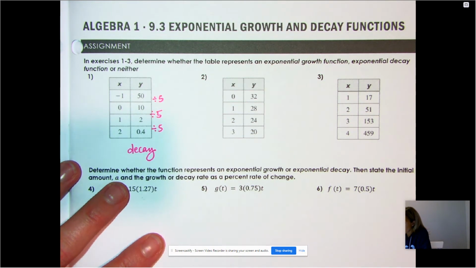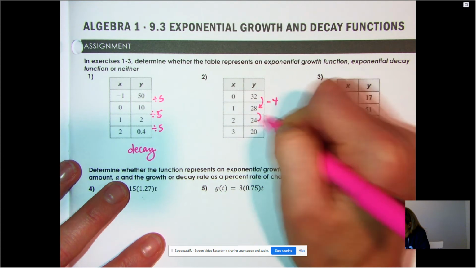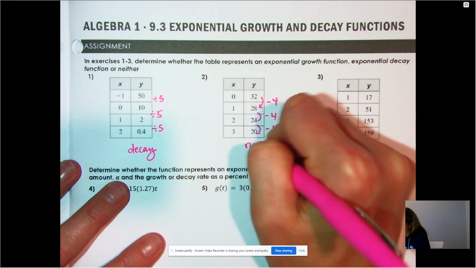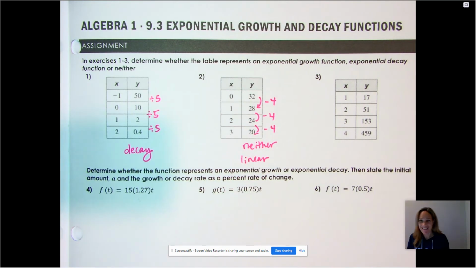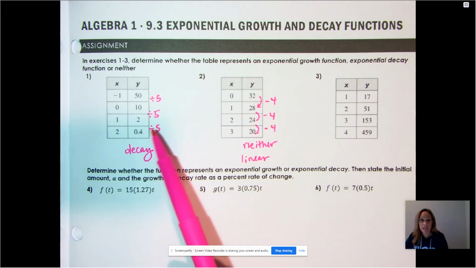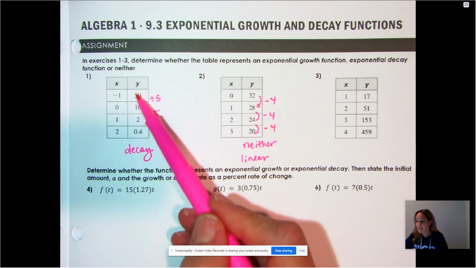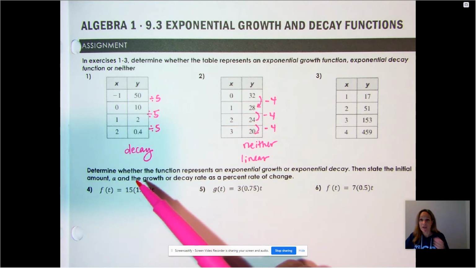And then if we look at the next one, I did -4, -4, -4. This one is neither because it is linear. Remember, anytime we add or subtract the same amount every time, that's a linear function with a constant rate of change. We're looking for, in the exponential situation, a ratio. So meaning that if I divide this number by this number, I get the same answer every single time, okay?